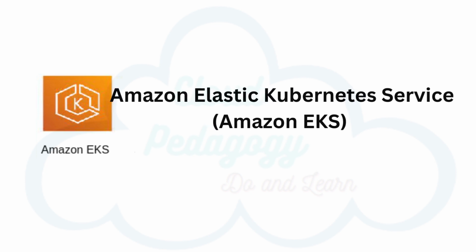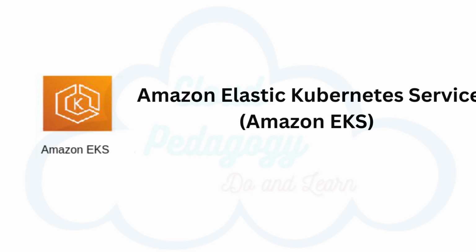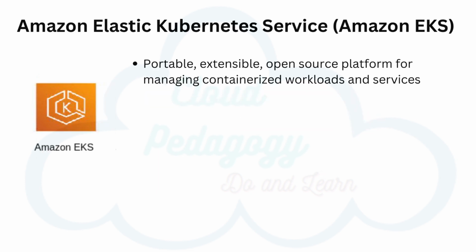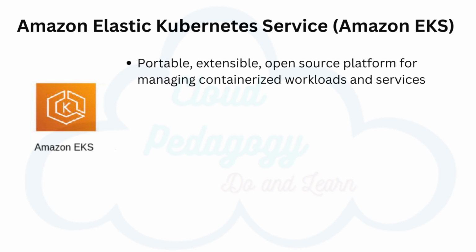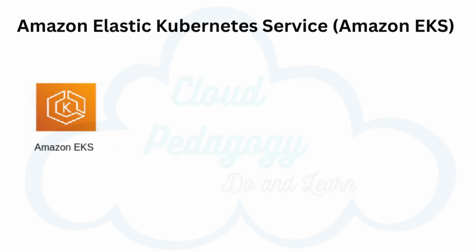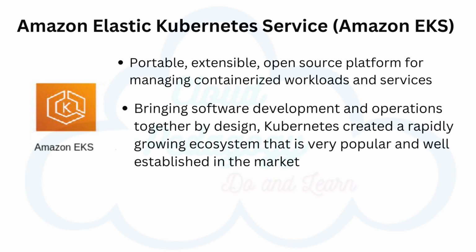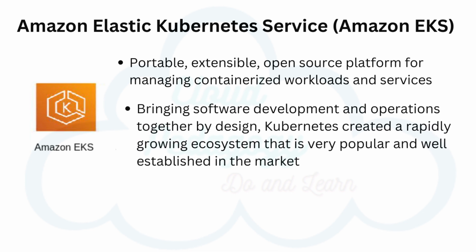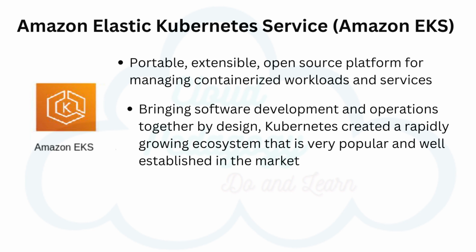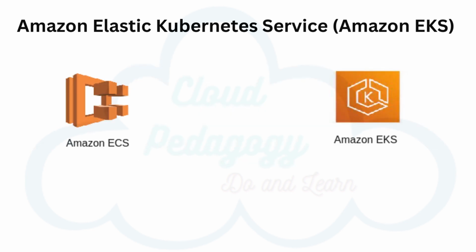Now we'll try to understand how to use Kubernetes with Amazon Elastic Kubernetes Service, which is Amazon EKS. Kubernetes is a portable, extensible, open source platform for managing containerized workloads and services. By bringing software development and operations together by design, Kubernetes created a rapidly growing ecosystem that is very popular and well established in the market. Of course, EKS does something similar to ECS, but uses different tooling and has different features.